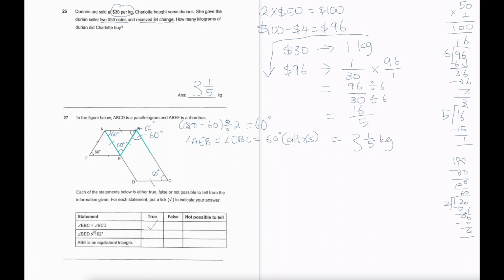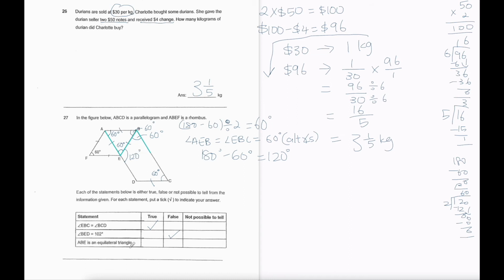Okay, and BED equals 102 degrees. BED is here. Let's find out how many degrees this is. Line AD is a straight line, so to find BED, I just need to take 180 minus 60. And I already did it here. It's 120 degrees, so it's false. It's supposed to be 120, not 102.